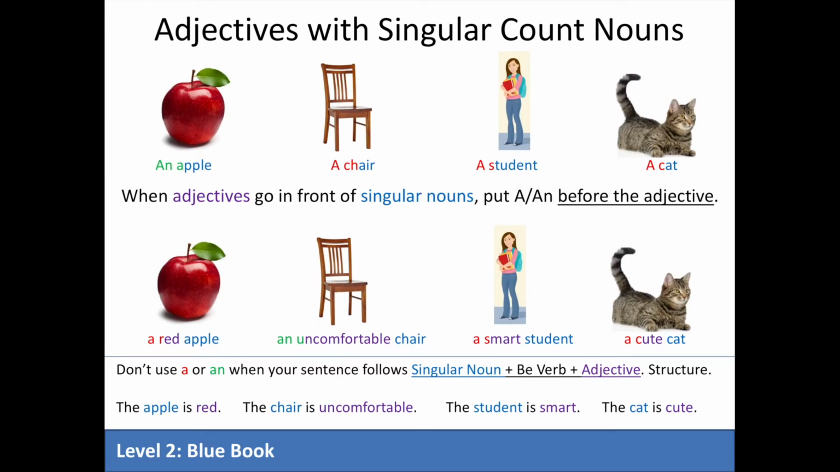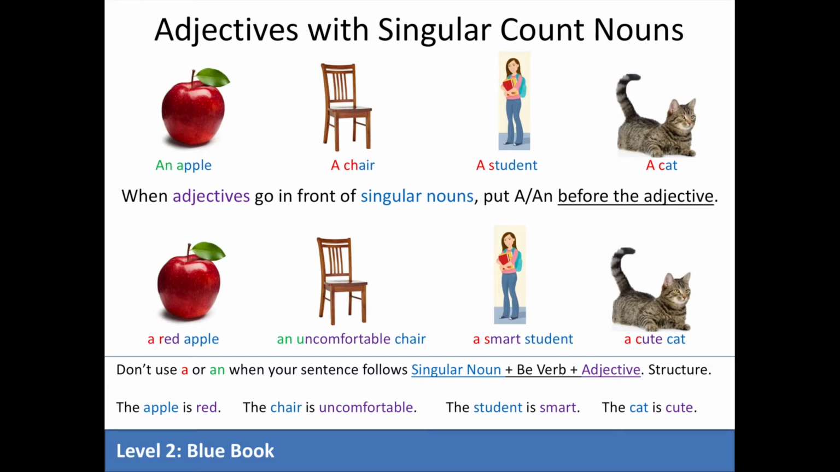So when an adjective is used to describe a noun, it goes before the singular count noun. We also need to put the article before the adjective. So you'll have to remember the formula: article, adjective, noun. Again, here we have some examples.